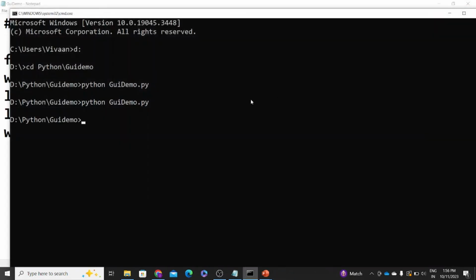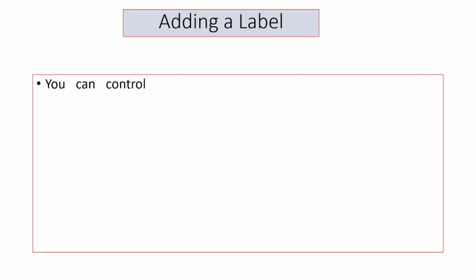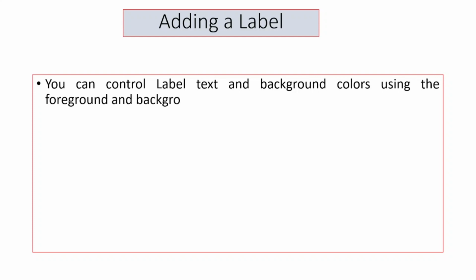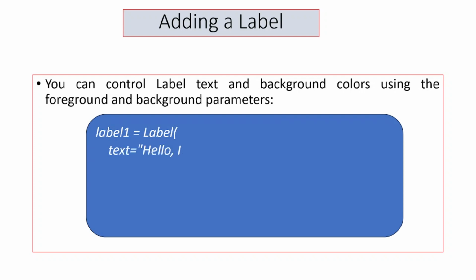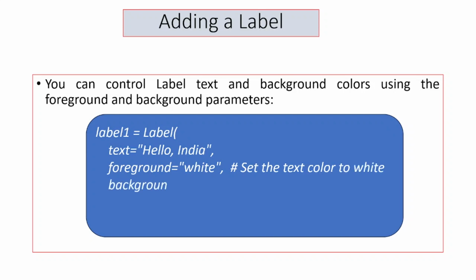Now we can also decide the foreground color, background color, font color, the size of the font, everything we can decide. Okay, so how to do this? You can add color to the label text and background using the foreground and background parameters. So how can we do this? Very simple. label1 is equal to Label, text hello India, that is what we know. Along with that, we have the option foreground, which we are going to set as white. Set the text color to white, and background as black. Set the background color as black. So this is what we are going to do now.